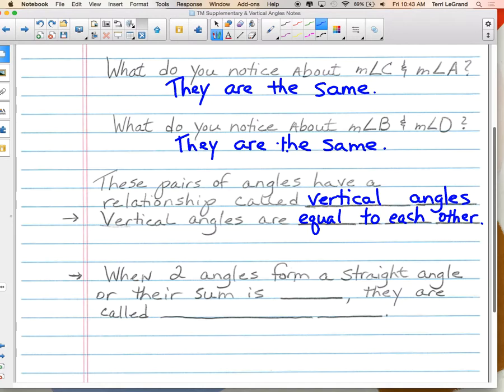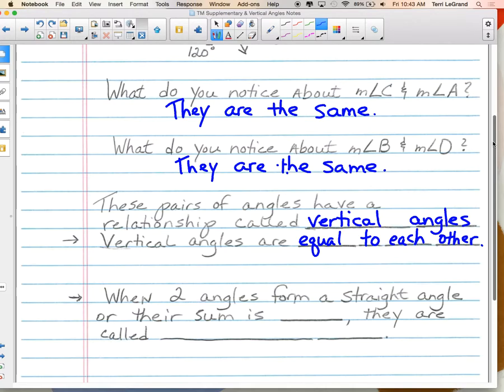So that's why when Danny says I believe that angle A is going to be 120 degrees, it's because angle A and angle C have that vertical angle relationship that says we are going to be equal to each other, and we knew what C was. So therefore, we can say that A will be the same measure.